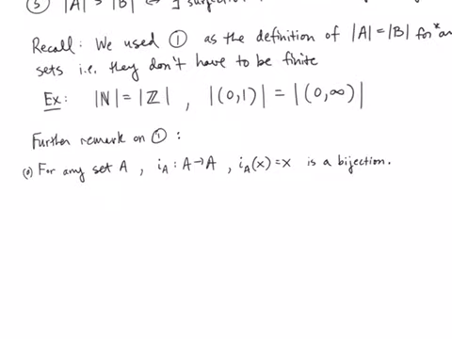So I want to make a further remark on point 1 as a definition. For any set A, there's a natural bijective function from A to itself: the identity function on A, which just takes any x to x. So this tells us that the cardinality of A is equal to the cardinality of A for any set A.